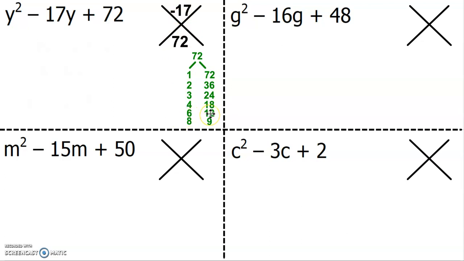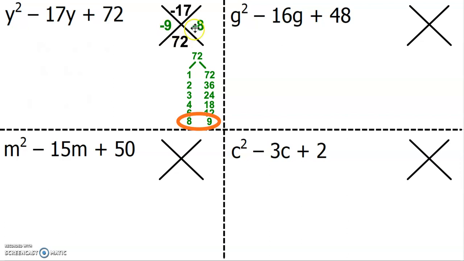Well, 6 and 12, that would make 18. 4 and 18, that would make 14. If I subtracted them or added them, that would be 22. So as I look through, I see 8 and 9, which if I add them together, would get 17. So how could I make them equal a positive 72 but negative 17? That would have to mean that they were both negative.